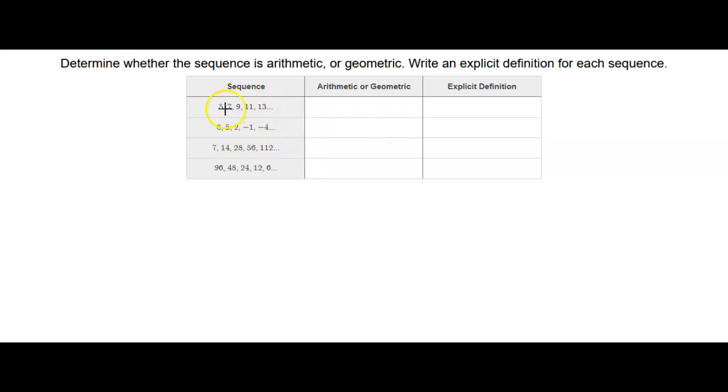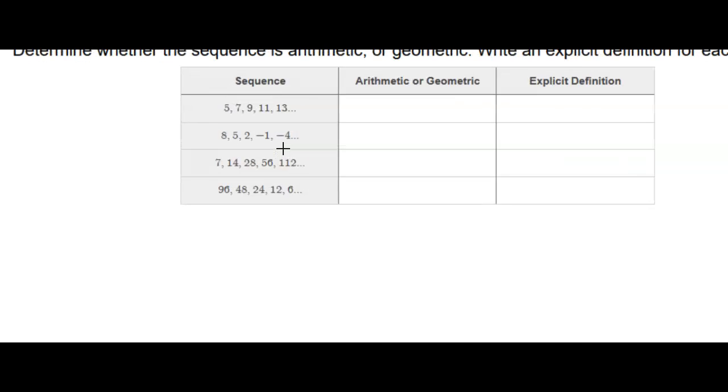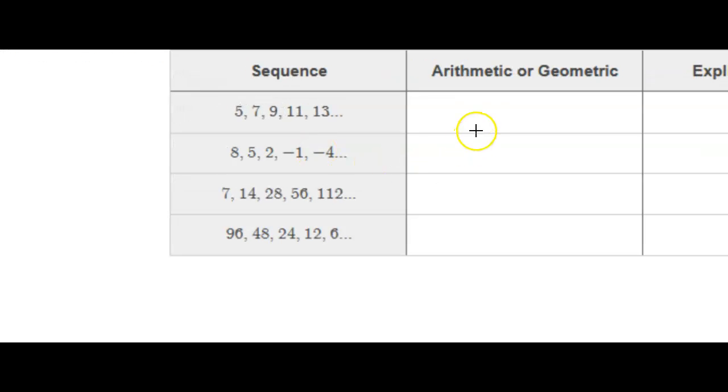All right, so we've already done these top two. These were both arithmetic sequences because they both add a constant every time. And we are now going to take a look at the next two sequences. So again, the first thing we want to do is determine whether those are arithmetic or geometric sequences.